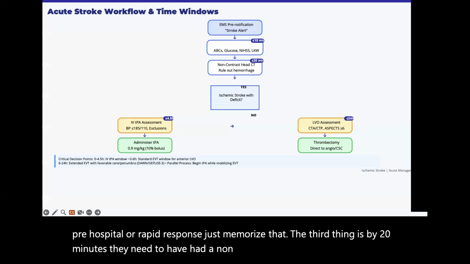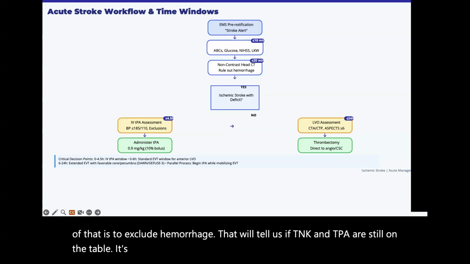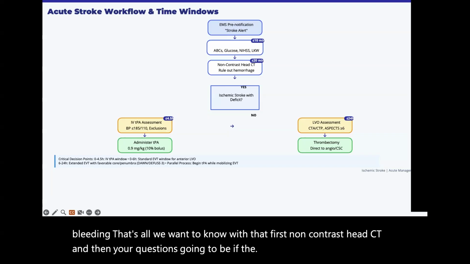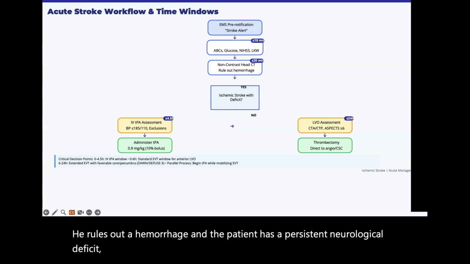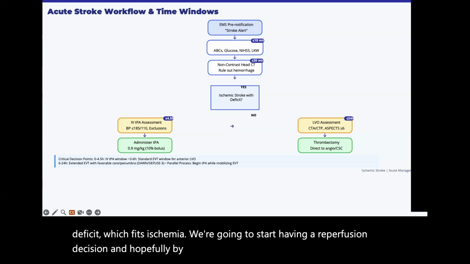The sole purpose of that is to exclude hemorrhage. That will tell us if TNK and TPA are still on the table. It's not just bleeding. This is simply about, is it bleeding or not bleeding? That's all we want to know with that first non-contrast head CT. And then your question is going to be, if the CT rules out a hemorrhage and the patient has a persistent neurological deficit, which fits ischemia, we're going to start having a reperfusion decision. And hopefully by this time, neurology is involved in the case to help us decide that.